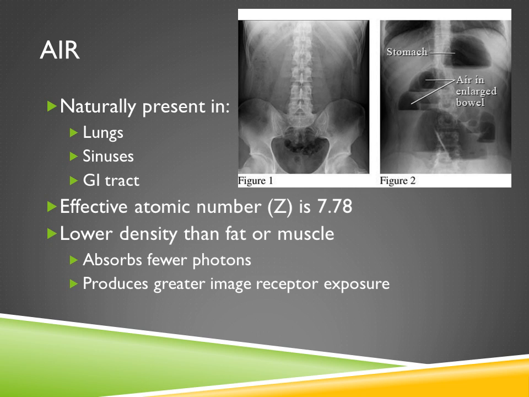Air. So again, there are 4 major classifications of attenuators, and they are air, fat, muscle, and bone. What we need to know about air is that it's naturally present in lungs, sinuses, and the GI tract. Its effective atomic number is 7.78, it has lower density than fat or muscle, and it absorbs fewer photons, producing greater image receptor exposure.